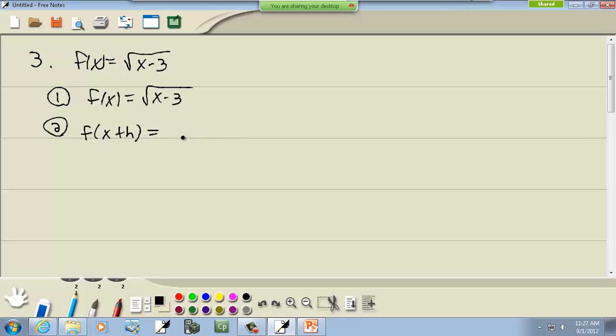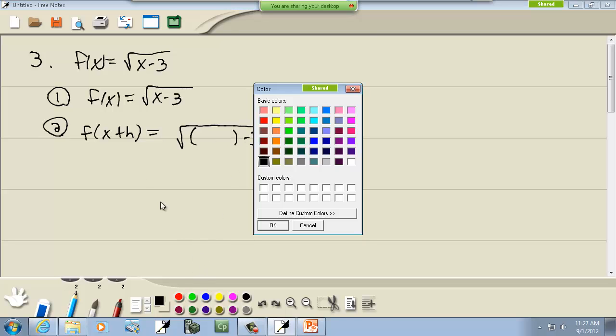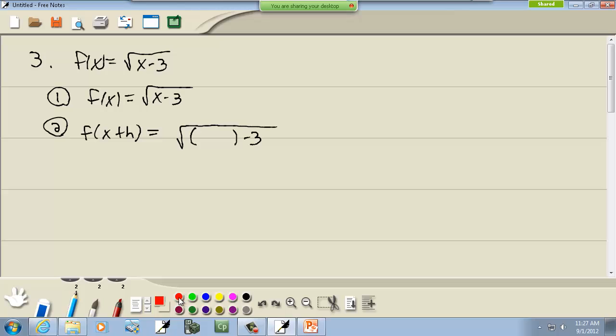And again, this is evaluating a function, so we'll go through and everywhere we have an x, we'll put in parentheses. Whatever's in the parentheses here will automatically go in over here. So we'll plug in x plus h. So that gives us square root of x plus h minus 3.